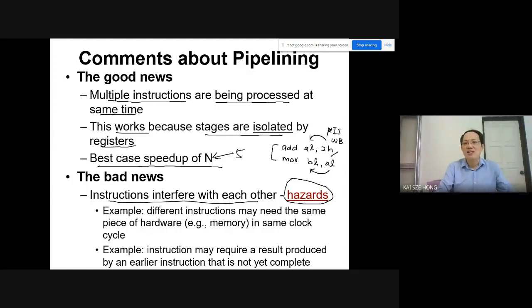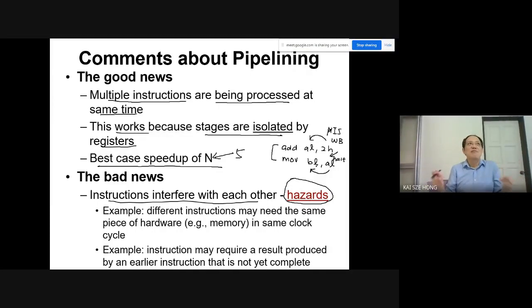That's why from here, you have to halt the pipeline system. You have to halt the whole thing. So after this instruction completes, only then can this one continue. That's why when you run this on your computer, it has to stop the pipeline first. They cannot run directly, because if you directly run, the AL might not contain 2H. It will contain other values. So you have a hazard.